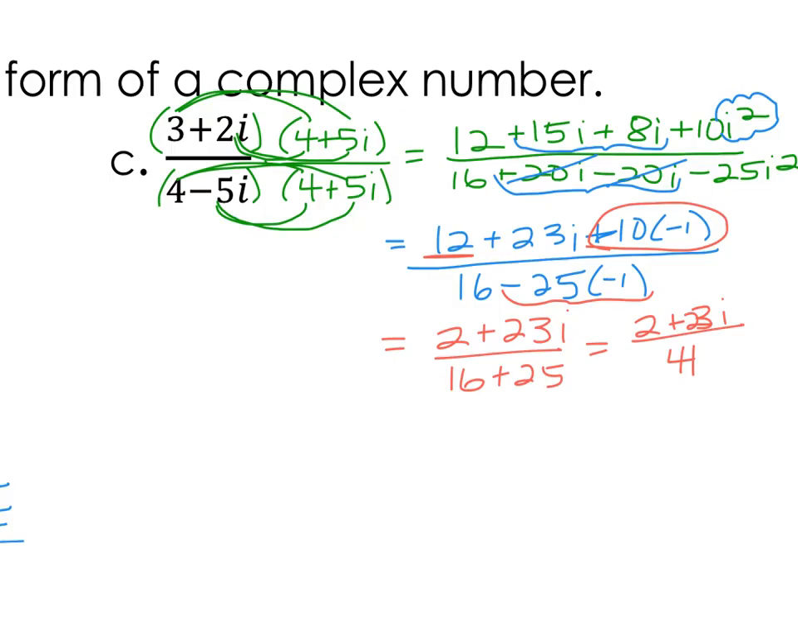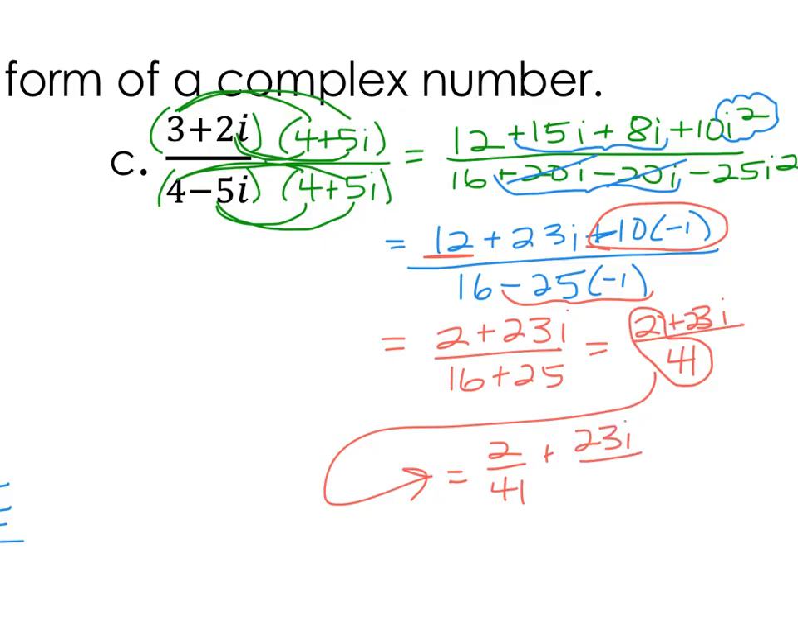Last but not least, let's split that. We're almost done. I know this is taking forever. 2 over 41 is going to be the a part of our complex number, plus 23i over 41. That's the bi part of our complex number. And that's division.